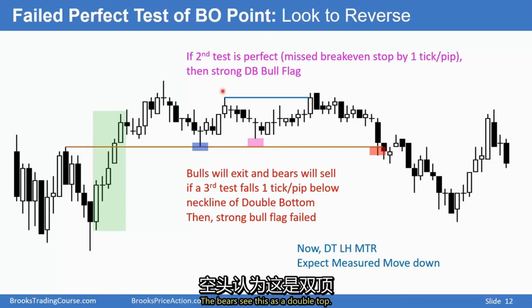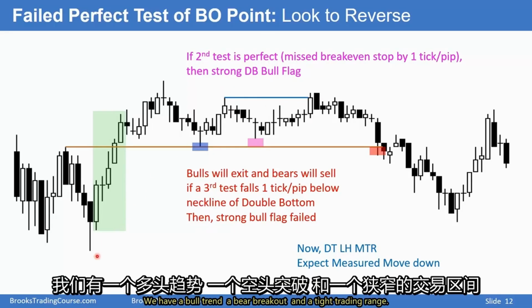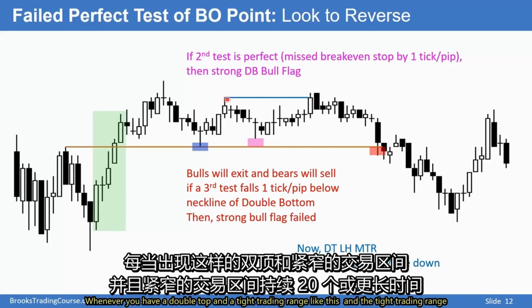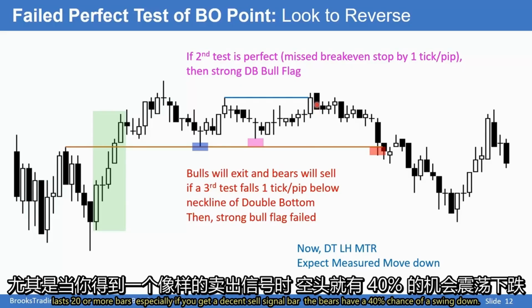The bears see this as a double top. We have a bull trend, a bear breakout, and a tight trading range. Whenever you have a double top in a tight trading range like this, and the tight trading range lasts 20 or more bars, especially if you get a decent sell signal bar, the bears have a 40% chance of a swing down, and that's what they got.